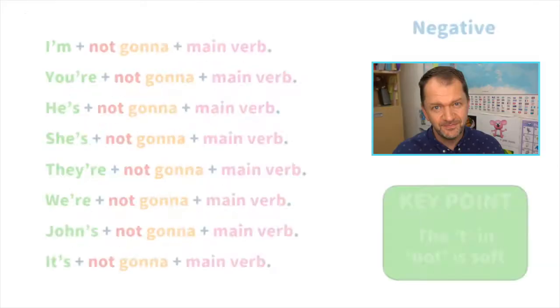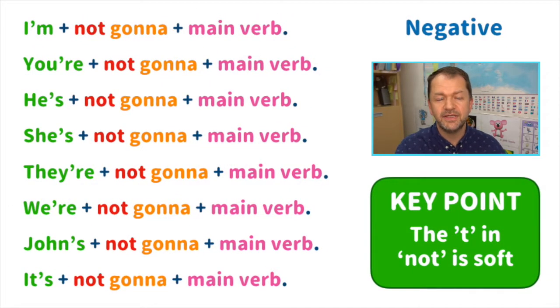The negative form of gonna. So it's the same as going to. You put the not before gonna. So I'm not gonna go. She's not gonna go. But you can see the way I'm saying that there, the T, which is in the not part, the T is a very soft T.